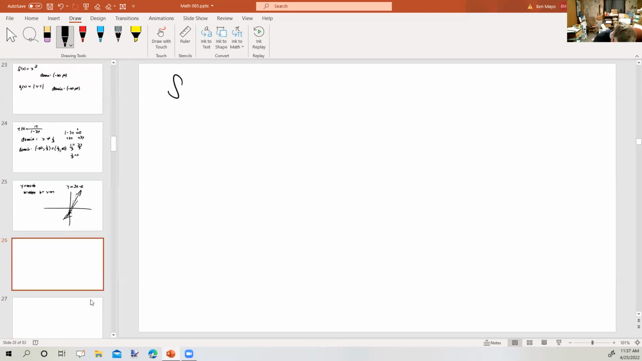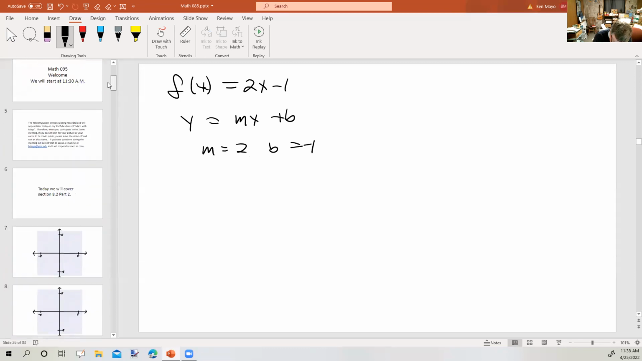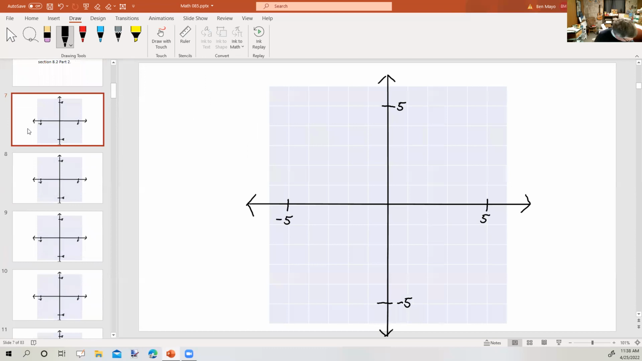Now, function notation. F of x equals 2x minus 1. That's basically just like y equals mx plus b. So your slope is 2, your y-intercept is -1. Let's take this and go back up here and look at that again. So f of x equals 2x minus 1. That's like y equals 2x minus 1. The slope is 2. The y-intercept is -1.